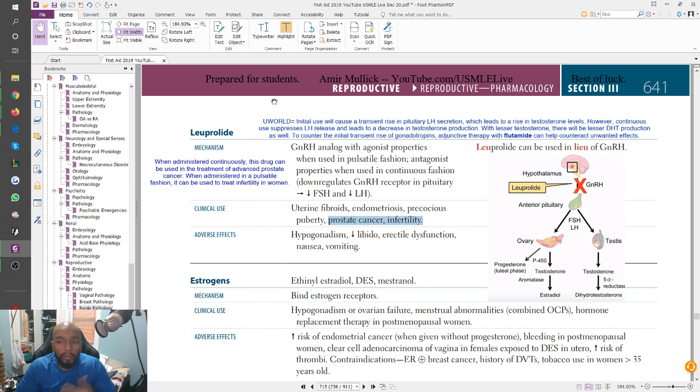With lesser testosterone, there will be lesser DHT production as well. To counter the initial transient rise of gonadotropins, adjunctive therapy with flutamide, which is like finasteride in a sense, can help counteract unwanted effects. Okay. Adverse effects, of course, would be hypogonadism, libido being lower, erectile dysfunction, and then nausea, vomiting is whatever. Right. So in this little image over here, you can see how leuprolide is stopping GnRH from working, so you stop everything else downstream. And that's going to be the continuous use. But if you have it in a pulsatile, very natural manner, then you can actually upregulate everything. Right. So depending on what you're trying to treat, you would give the medication in that manner.